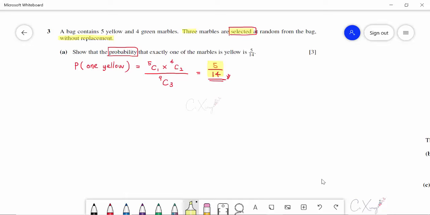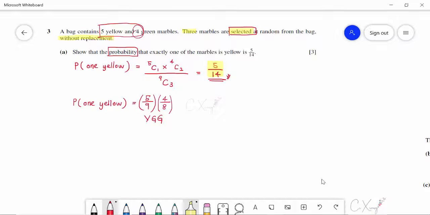Okay, so some students might ask for other methods. So some students might think like this. Okay, so there's another alternative method, which is considering the probability. So let's say they are going to consider one yellow means yellow, green, and green. So if you want to consider yellow, green, and green, the first one is yellow. That means you have 5 yellow out of the 9 total marbles. They are looking at the probability straight away. Okay, so the first one is yellow means 5/9. Multiply with the second, which is a green marble, it will become 4/8.